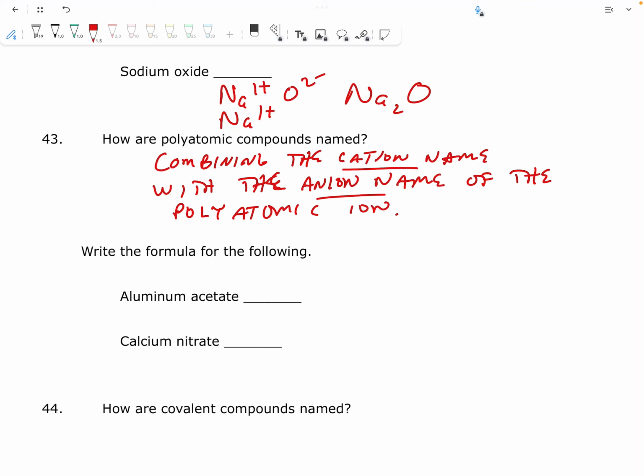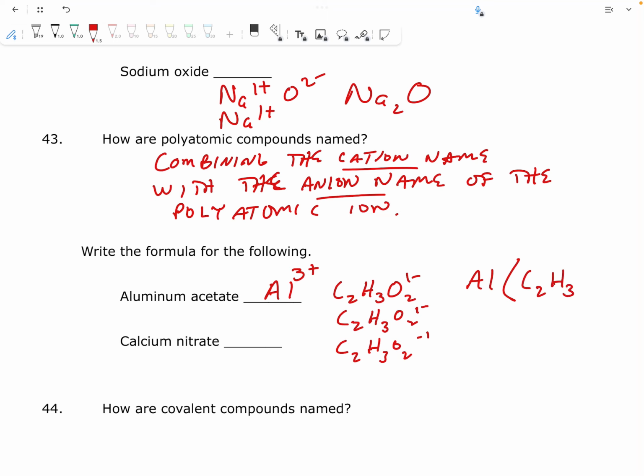So we have aluminum acetate. Here's an example of that. Aluminum is a 3+ charge. Acetate is C2H3O2, and that is a 1- charge. So you need to have 3 acetates. You need 3 of those acetates to equal the charge of 1 aluminum. So in effect, your new compound becomes Al(C2H3O2)3. Oops, 3. We have 3 of those. Okay. Calcium nitrate.